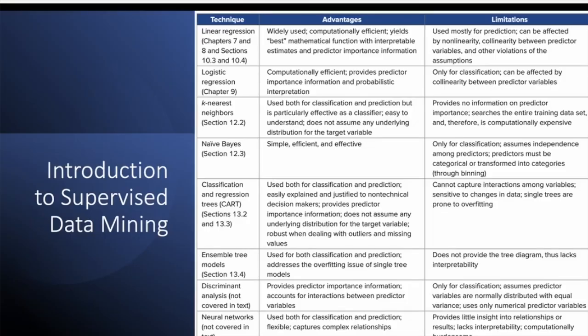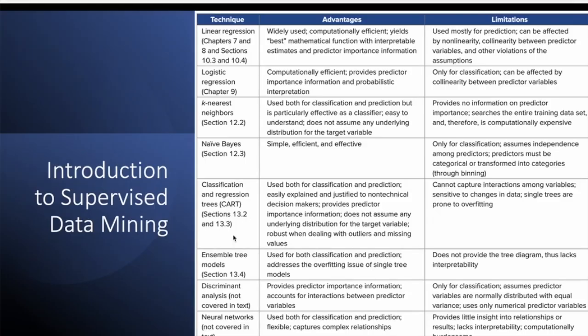The following one that we will be discussing is naive Bayes. This is simple, efficient, effective, but it's for classification, and there is one assumption that we have to make: it assumes independence among the predictors. The variables are independent. Also, the predictors must be categorical or transformed into categories, and we can do this using binning as we did in chapter 2.